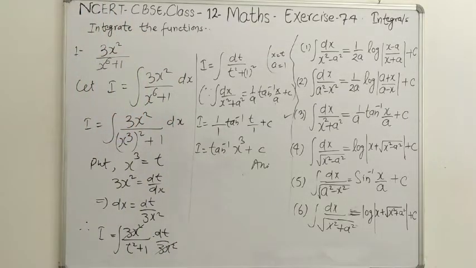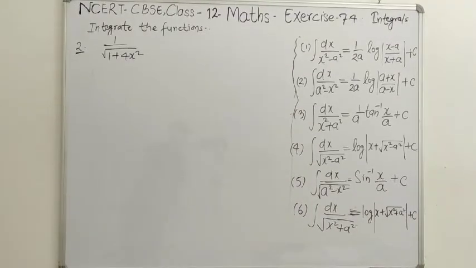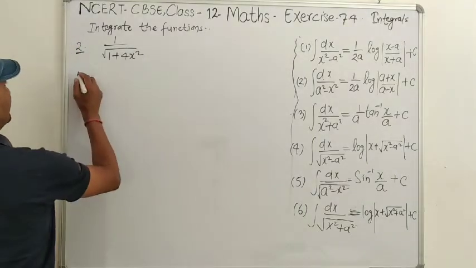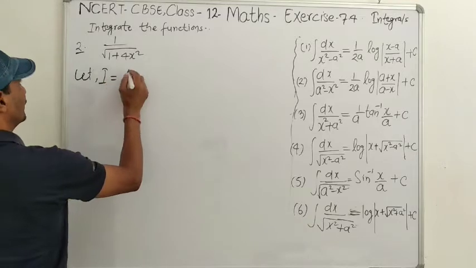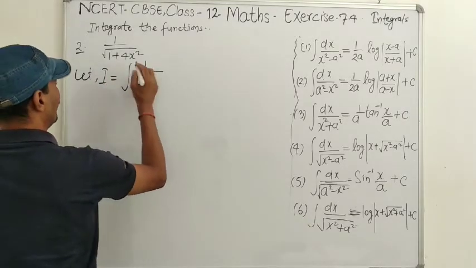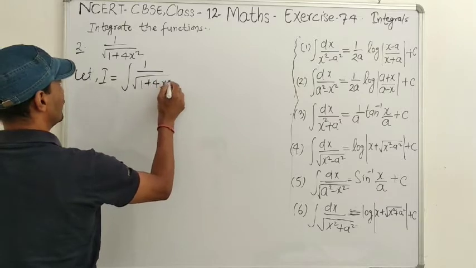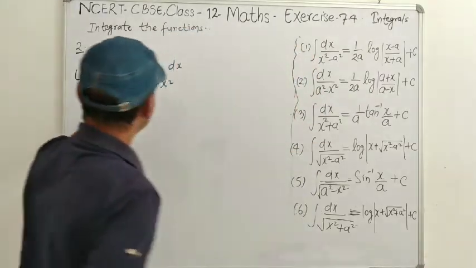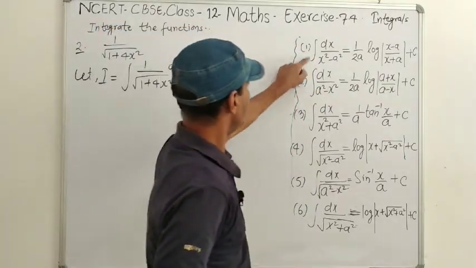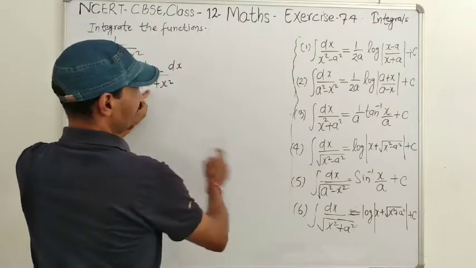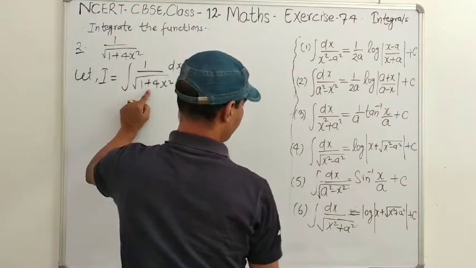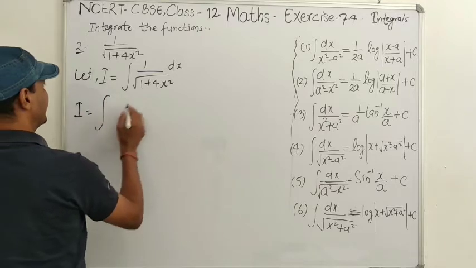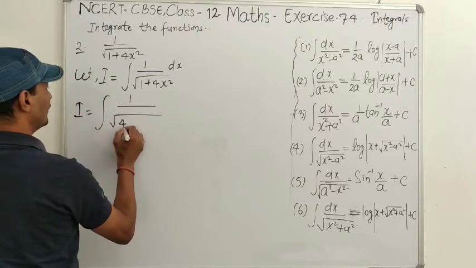We will do number second. Now number second is integrate this function 1 by root over 1 plus 4x square. So let's solve this. We write here, let I equal to integration of 1 by root over 1 plus 4x square dx. Among these formulas, one will be applied here. It is not x square minus a square, it is x square plus a square. So also we can write this as 1 by root over 4x square plus 1.